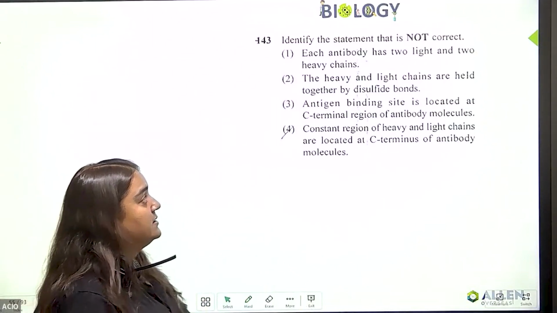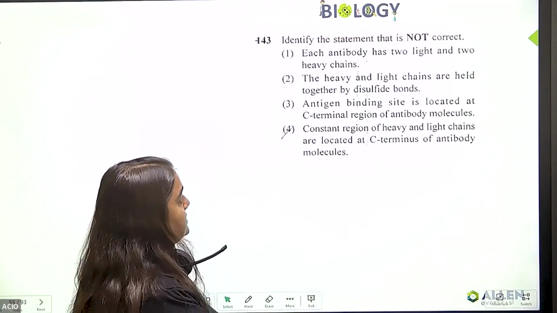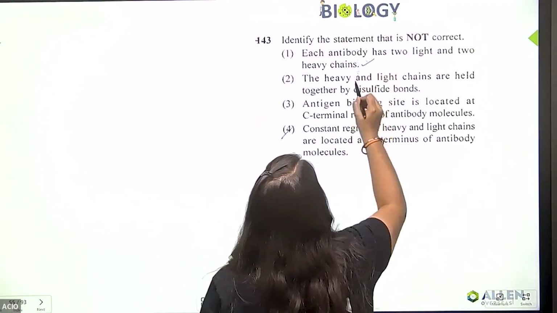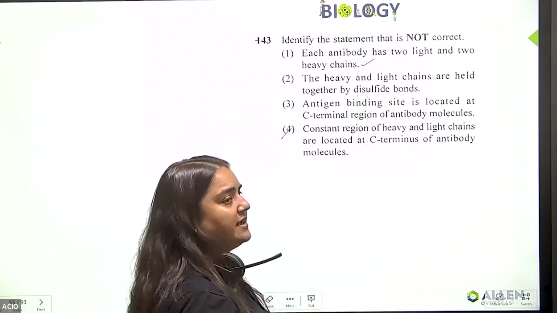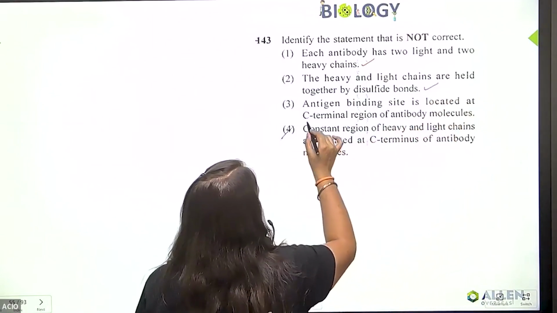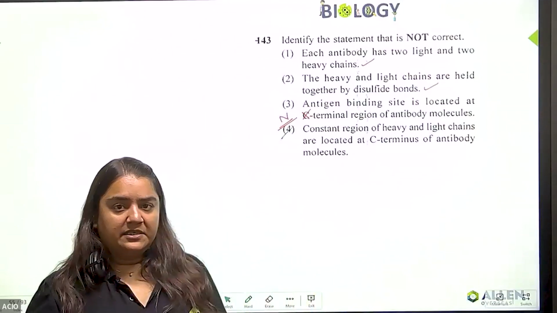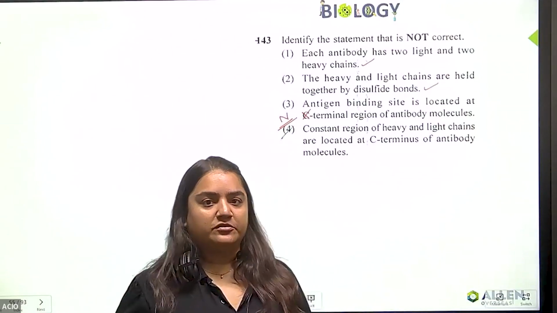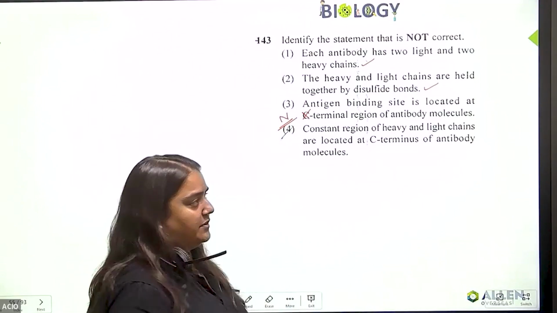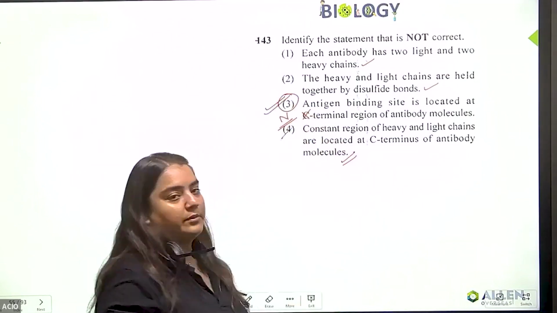Identify the statement that is not correct. Each antibody has two chains, light chain and heavy chain. Yes, H2L2, correct. The heavy and the light chains are held together by disulfide bonds. Yes, that's right. Antigen binding site is located towards the C terminal. No, it's located toward the N terminal. If you know the diagram of NCERT properly, you can easily do this question. Constant region of heavy and light chains are located at the C terminus. That's a correct statement. So our wrong one is the third. The answer will be the third one.